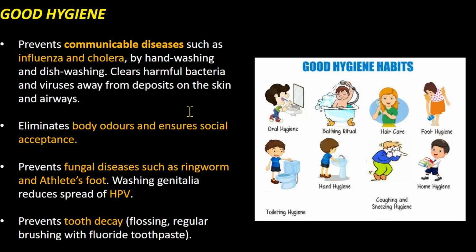So good hygiene prevents communicable diseases such as influenza and cholera, and COVID-19 more recently, by hand washing and dishwashing. It clears harmful bacteria or bacterial material and viruses away from deposits on the skin and airways. Now, it also helps to eliminate body odors and ensures social acceptance. Basically, you'll be smelling good. It prevents fungal diseases such as ringworm and athlete's foot. And washing genitalia helps to reduce the spread of HPV from men to women. Brushing your teeth regularly with fluoride toothpaste and flossing would help prevent tooth decay.